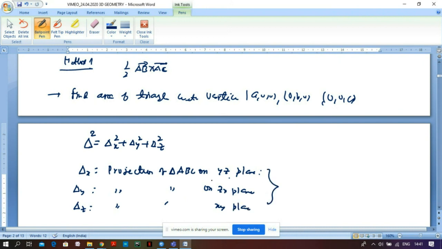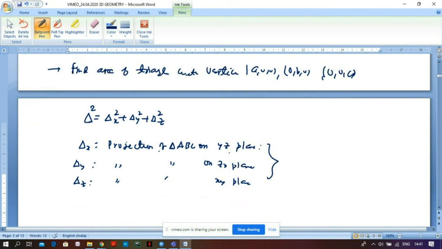So these numbers are known. Suppose delta x, delta y, and delta z are known. Then I know that delta squared is delta x squared plus delta y squared plus delta z squared. So if I know the projections, it is enough. Now, what is projection first?